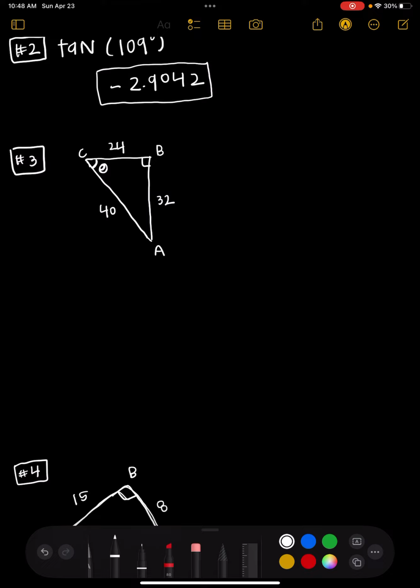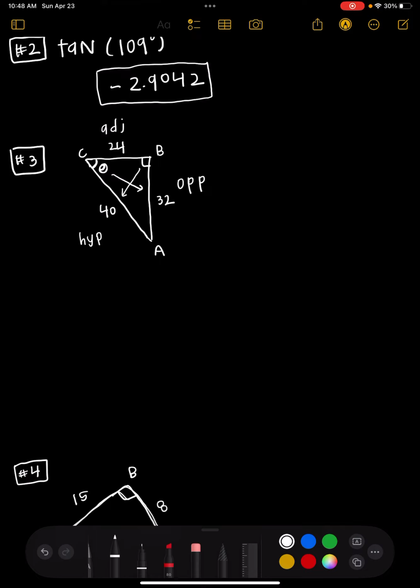Now that I know the angle that I'm working with, I'm going to label my sides opposite, hypotenuse, and adjacent. That's the first thing that you're going to do on all of these. My opposite side is opposite of the angle that I'm working with, which ends up being here. So this is my opposite side. My hypotenuse side is always opposite of my right angle. So this is my hypotenuse side. And then my adjacent is the one that's left over.